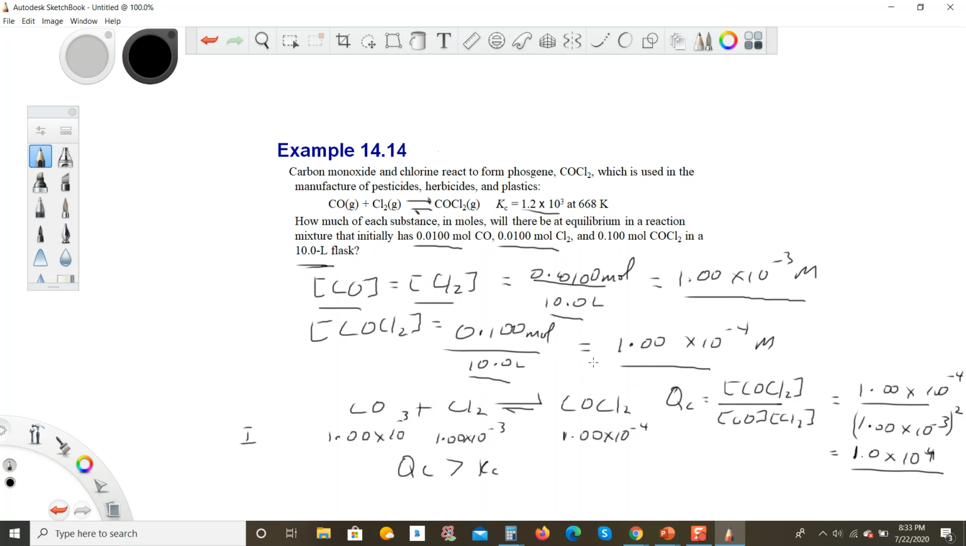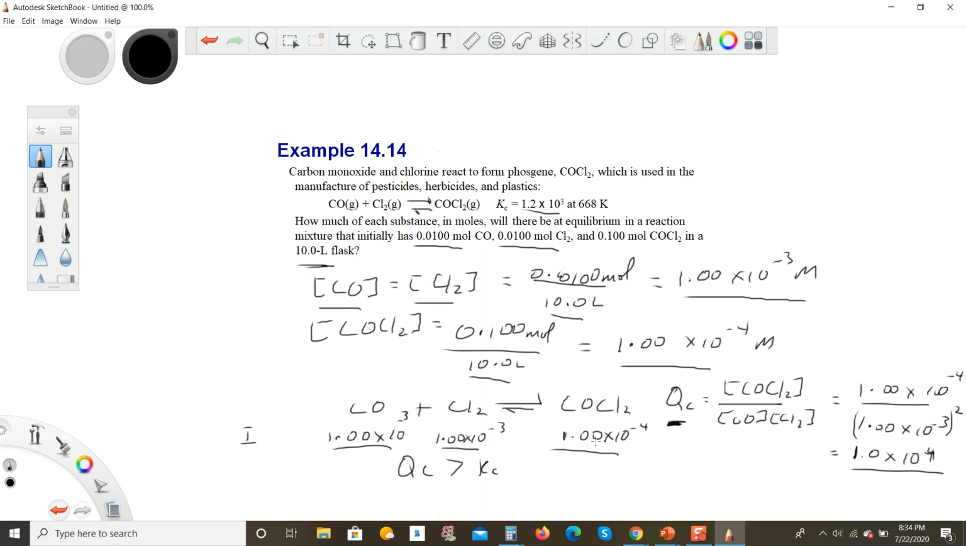Now at this juncture, we know that these would be the initial concentrations. So that's why I have them here for the different substances. The question is, which direction will the reaction shift in order to achieve equilibrium, all right? Because these are not equilibrium values. So in order for us to do that, we have to calculate Qc and compare it to Kc.